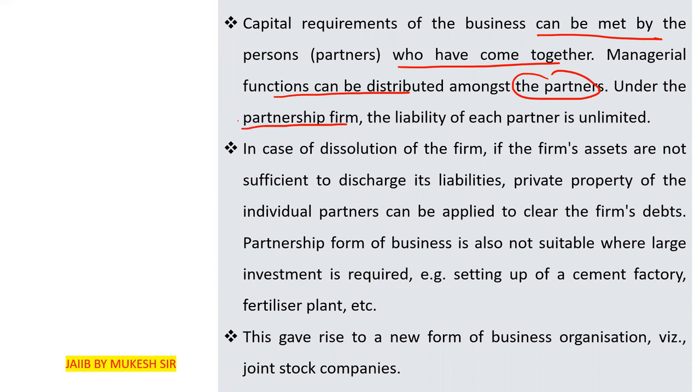So under the partnership firm, the liability of each partner is unlimited, clear? Very, very important. Please remember that under the partnership firm, the liability of each partner is unlimited, clear?